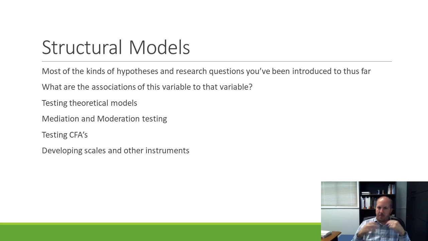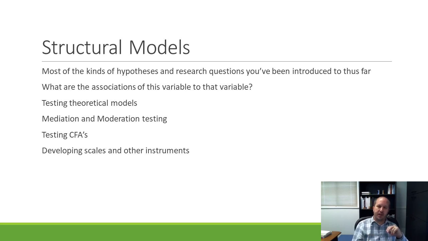So again, mostly what you've been doing a lot thus far, a lot of the questions are about the association of this variable to that variable. We may have mediation and moderation testing, so we may ask, how does parent-child conflict moderate the relationship between parental warmth and adolescent alcohol use? We may be doing testing of confirmatory factor analyses. And a lot of structural models are also used to develop scales or other instruments that we may want to use.